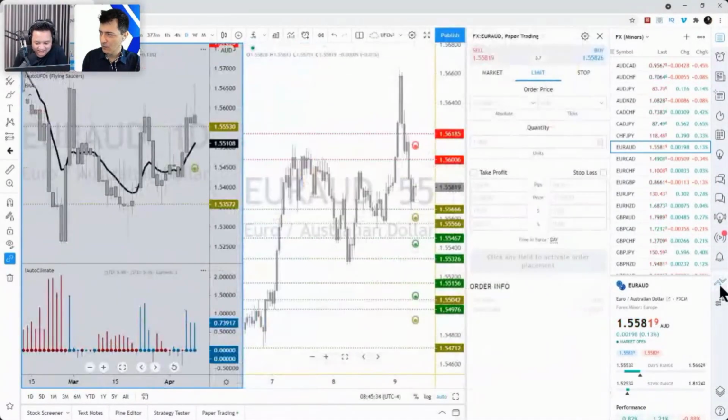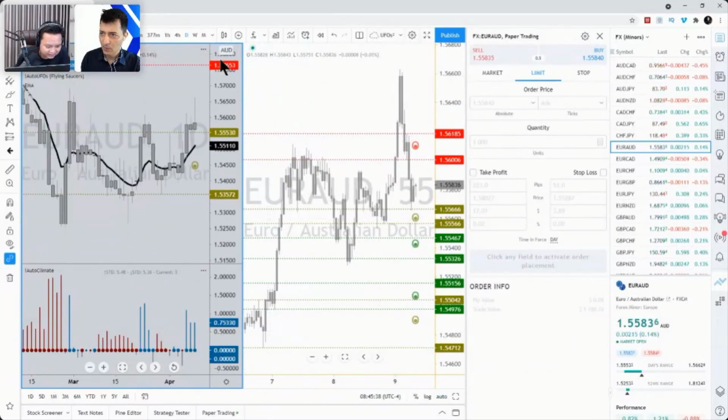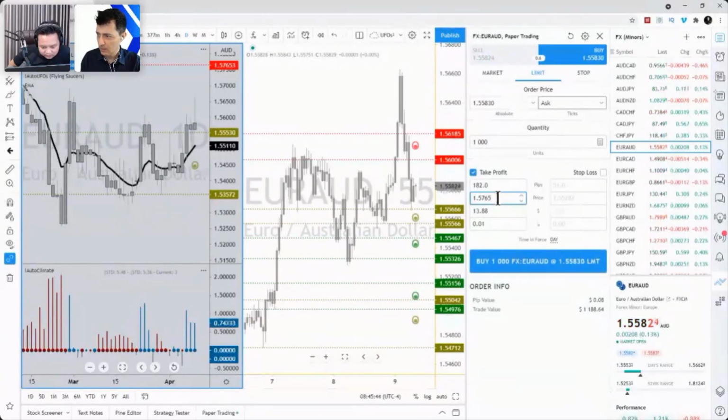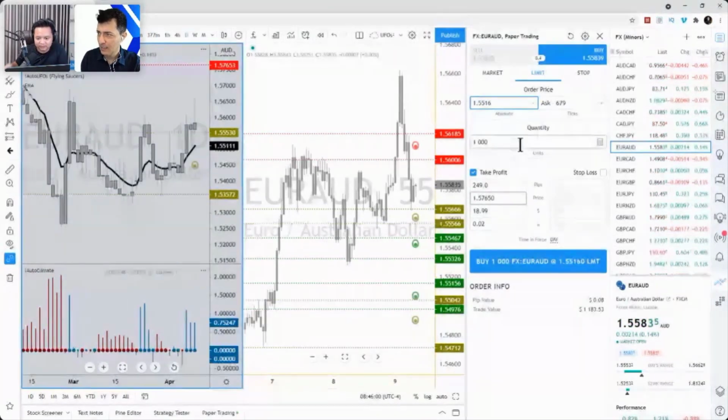So we're gonna go for the trade. I'll start with the target: 157.65. That's the target. The entry will be 155.15. Again, depending on your brokers and the spreads and everything else, you can round it up a little bit. Again, 16. I'll make it 16.